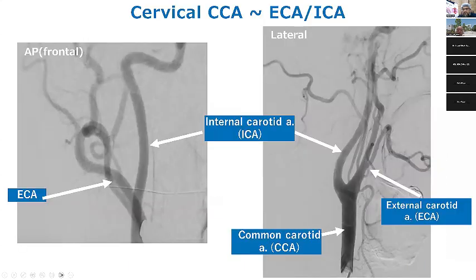Okay, then we place the catheter within the common carotid artery here, and we check the cervical portion of ECA, ICA, and common carotid artery. This is a lateral view of common carotid artery injection. You can find the internal carotid artery is posterior to the external carotid artery, and in the frontal view the ICA is medial to the ECA. It's like this.